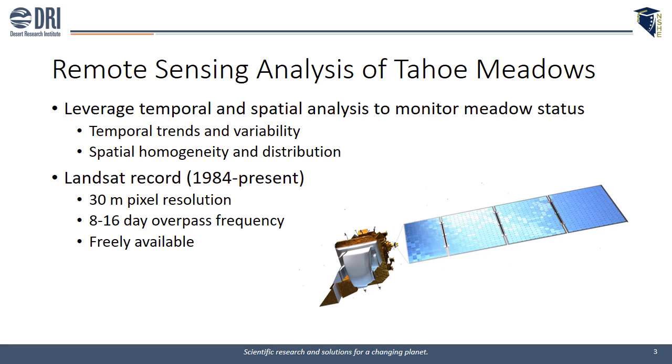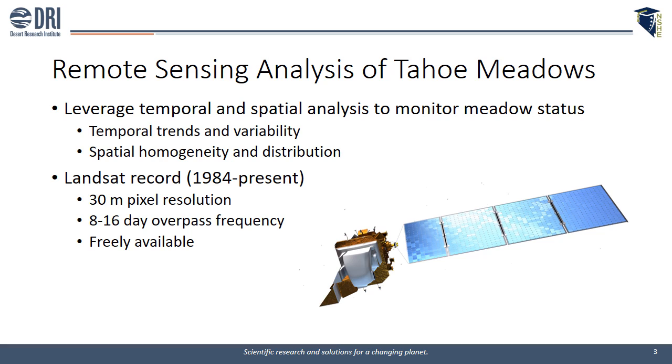And so here, we're supporting TRPA's conservation and management efforts in the mountain meadows with a remote sensing analysis of Tahoe Basin meadows. And so this allows us to leverage both the temporal and spatial analytical capabilities of remote sensing to monitor meadow status and specifically changes over time in meadow status. And so using remote sensing data, we can identify temporal trends and variability over time. And we can also look at spatial homogeneity of meadows and the spatial distribution of the greenness within meadows. To do this, we used the Landsat record.